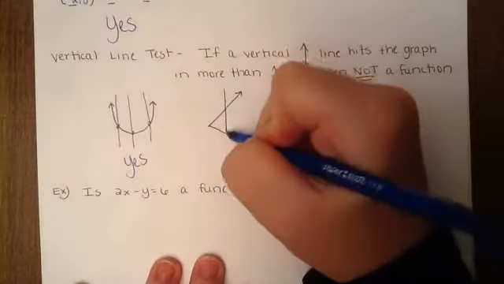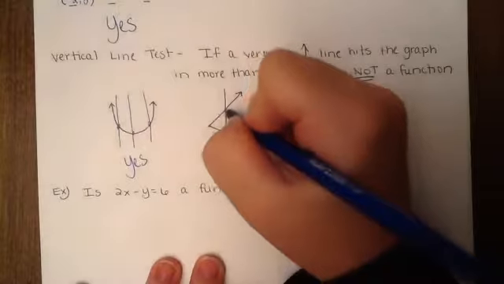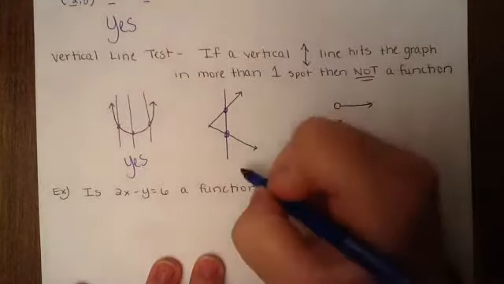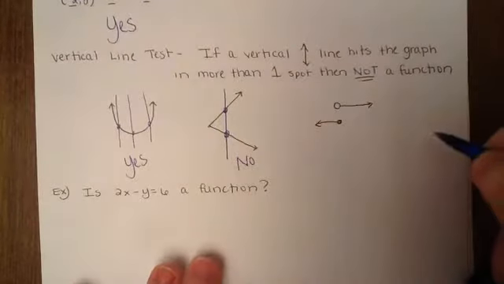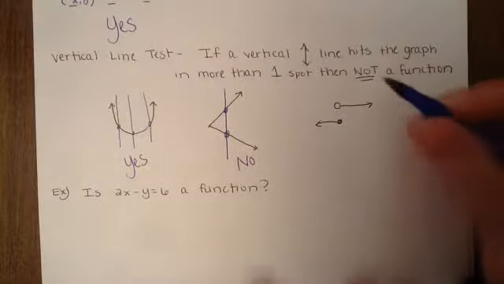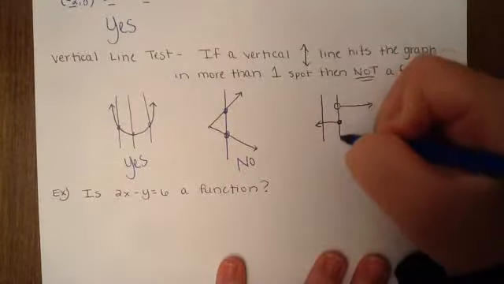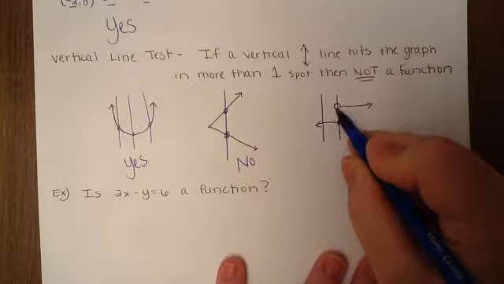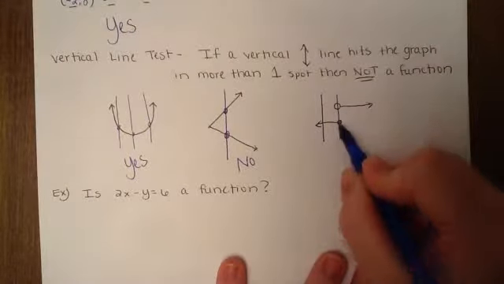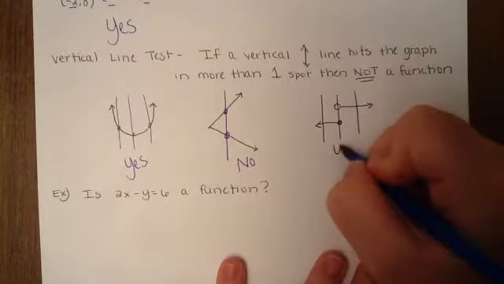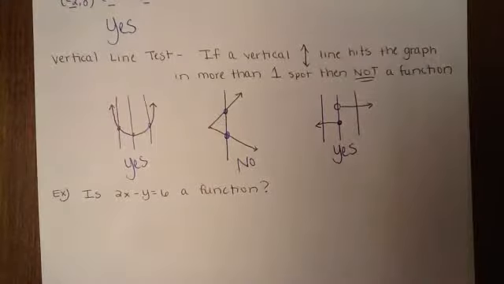Here, if I draw a vertical line, how many times did that hit? Once, twice. So is this a function? No, not a function. If I draw a vertical line here, it hits once. Even if I draw it here, this point is not filled in, so it's not part of the graph. So it only hits once. Hits once. So is this a function? Yes. It can only hit the graph one time if I draw that.